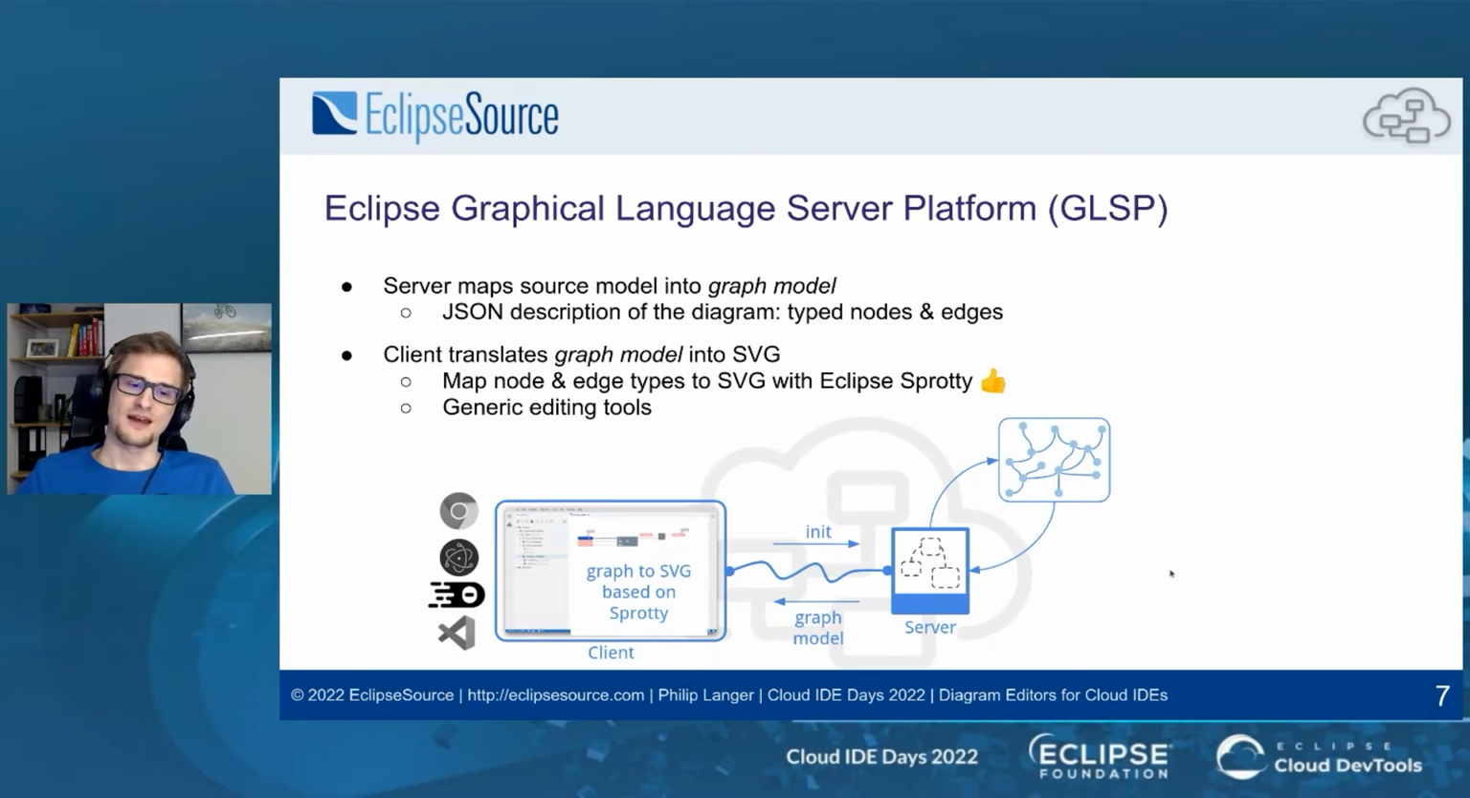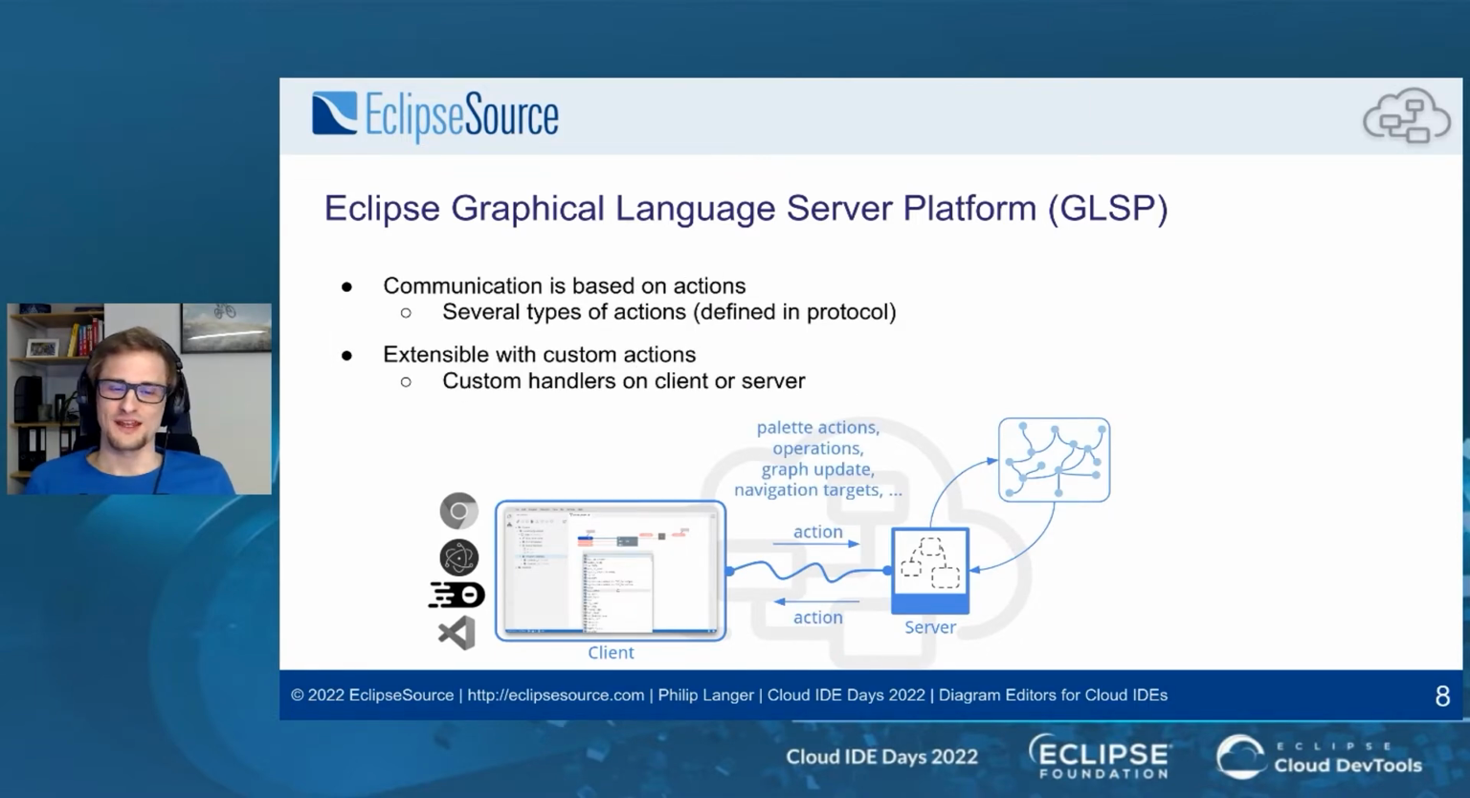So this client rendering part is heavily based on Eclipse Sprotty, which is a really cool SVG framework, also hosted at the Eclipse Foundation. So you should really check that out. It's amazingly flexible when it comes to rendering, and that's also good for any GLSP-based diagram editor, of course. The whole communication between the client and the server is based on an action protocol that is defined in the GLSP protocol.